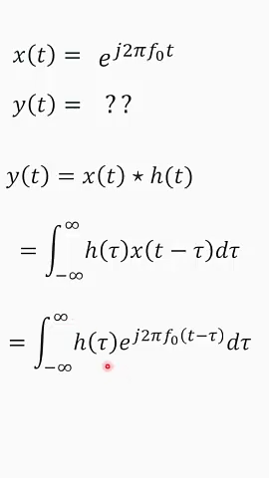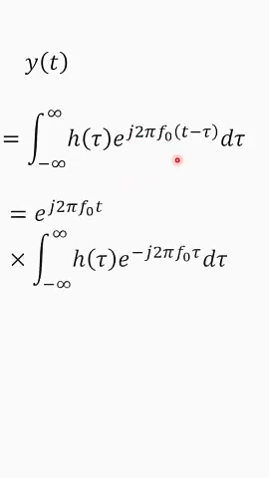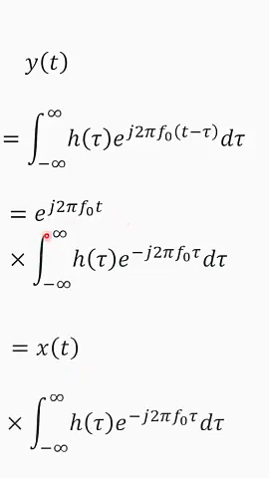The integral from minus infinity to infinity of h(τ) e^(j2πf₀(t − τ)) dτ. Because this integration is with respect to τ, we can bring out e^(j2πf₀t), and finally we get y(t) equal to e^(j2πf₀t) multiplied with this integration. But e^(j2πf₀t) is nothing but our input x(t), and hence y(t) would be equal to x(t) multiplied with this integral.